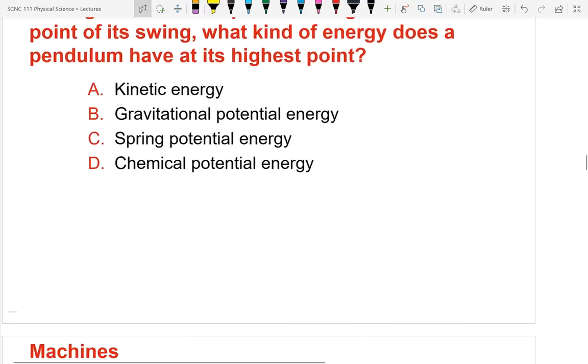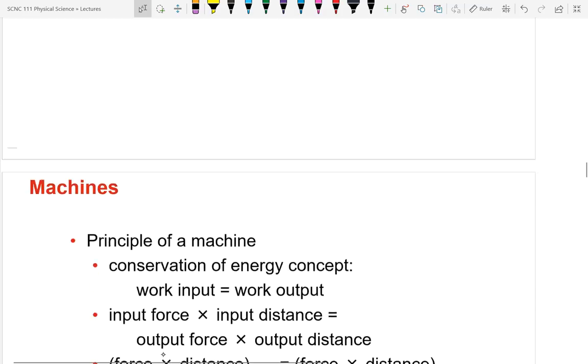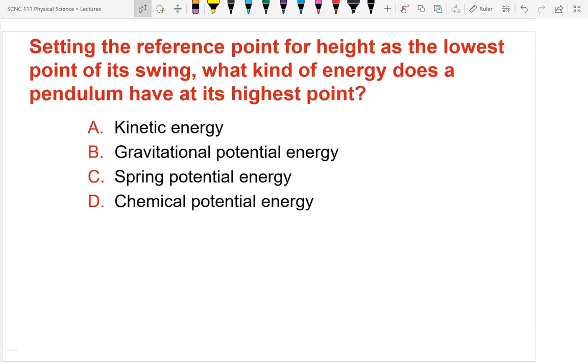Okay, so here's the second question that you were supposed to have. Let's go ahead and play with this just to talk it through. So I have this simple pendulum. I bring it up here. We just discussed what kind of energy does it have? Gravitational potential.